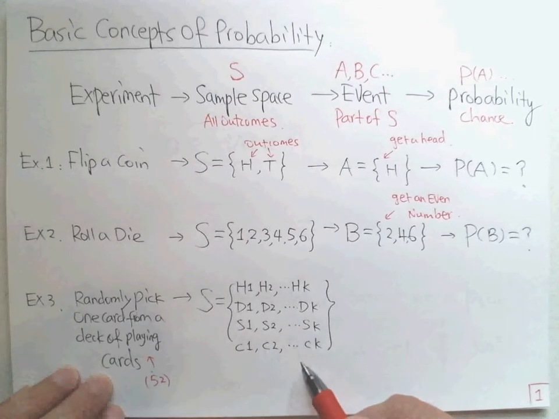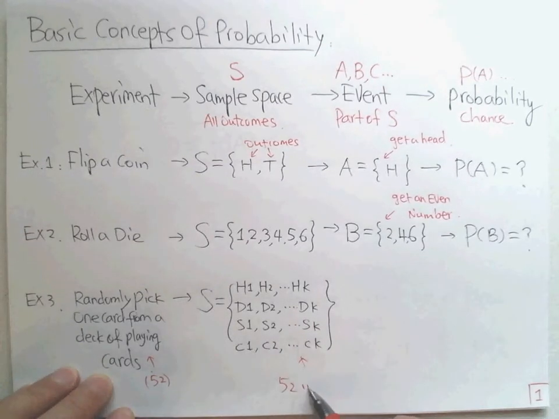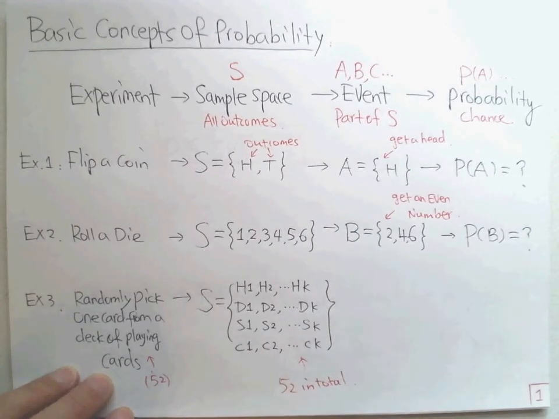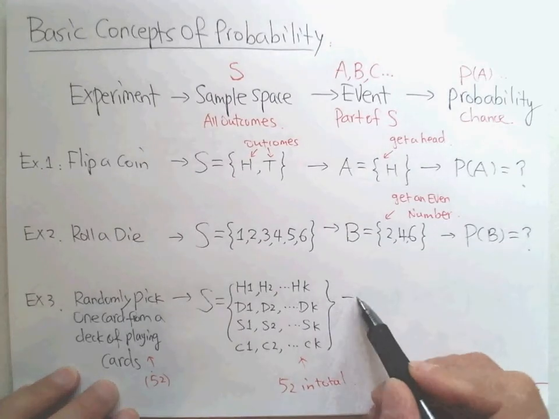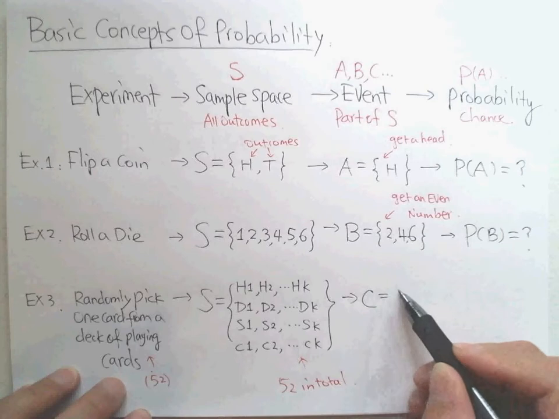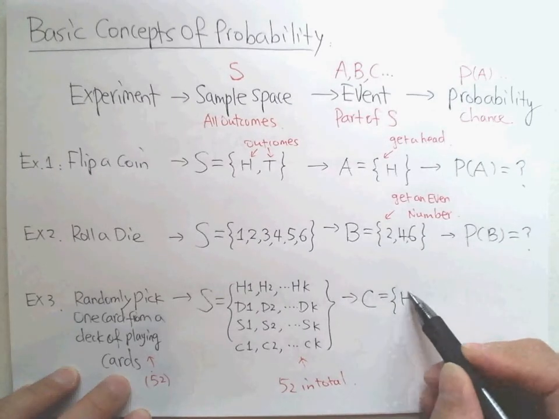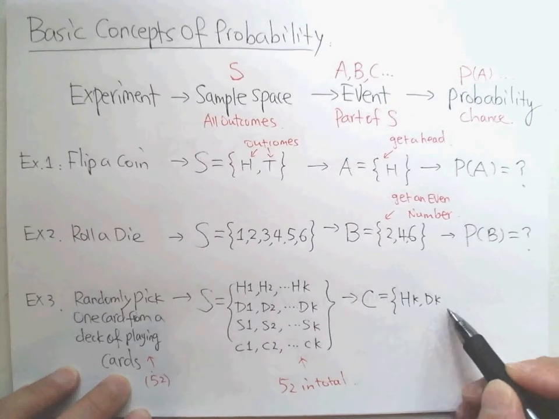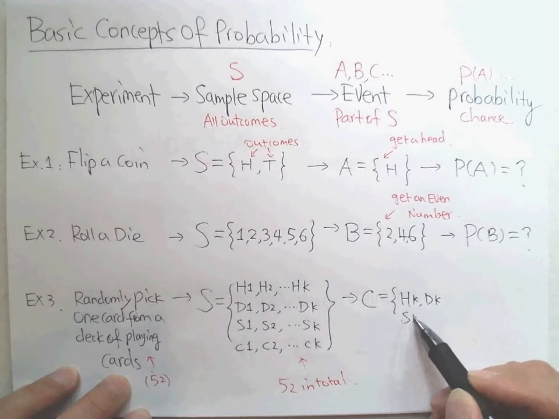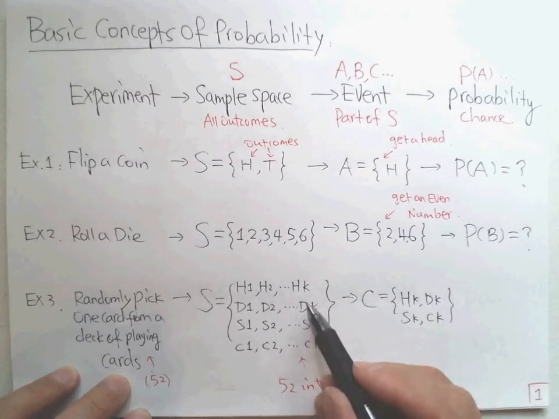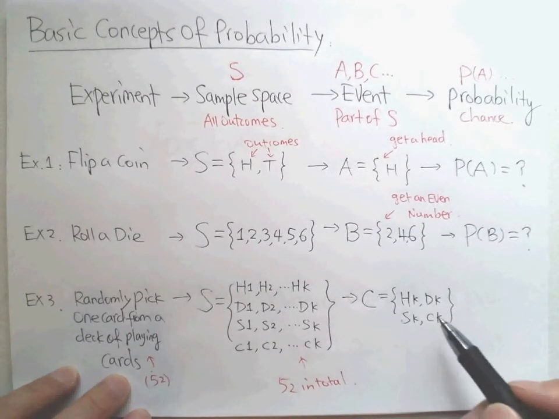How many? Of course, it's 52 in total. If you are familiar with playing cards, so total 52 outcomes. If I give you a part of the outcomes, if I say C, okay, I use this as the event. The event is this: a heart king, a diamond king, a spade king, and the club king. See, I pick a part of the outcomes to form an event.